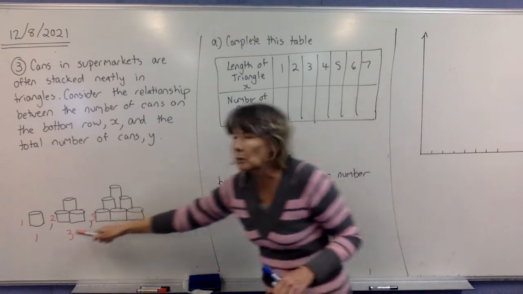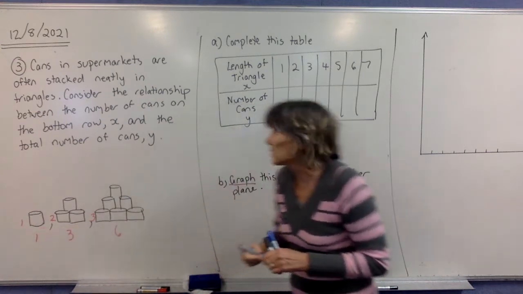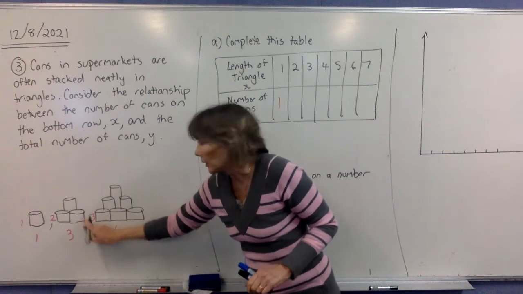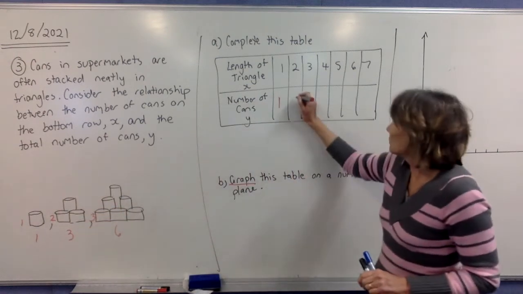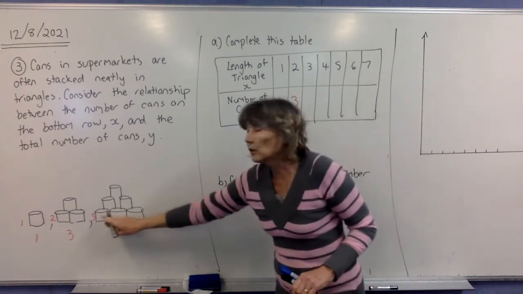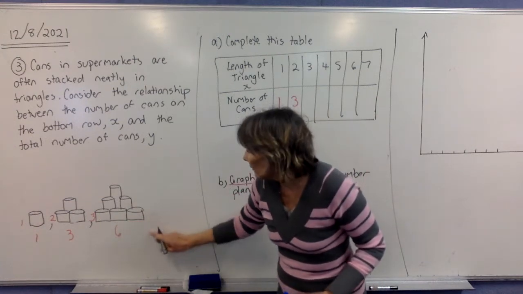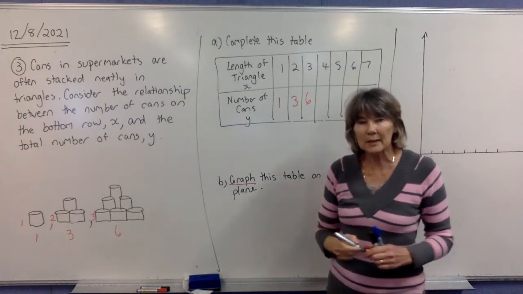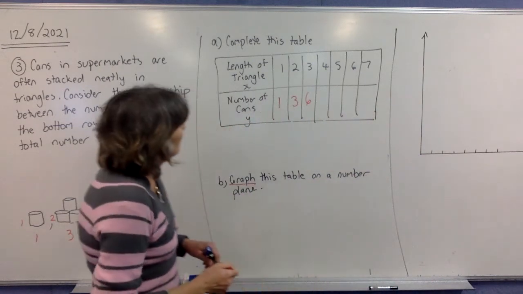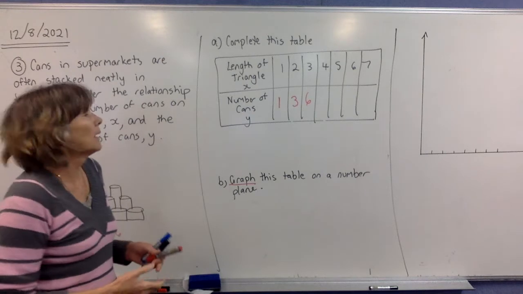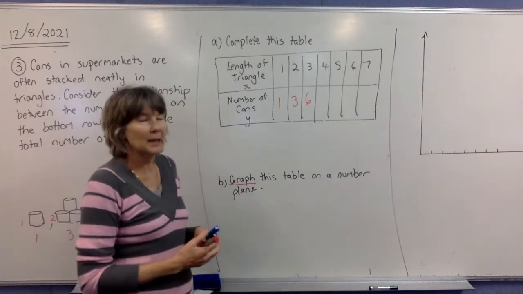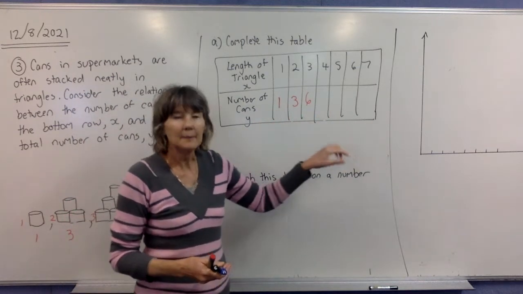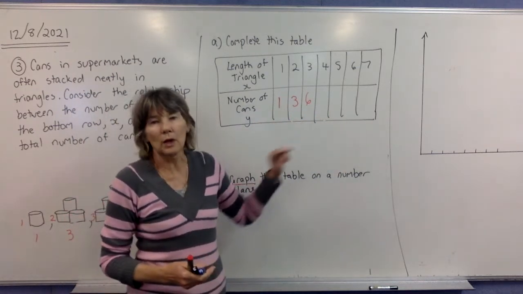In this first one, for 1 in the bottom row, we just have 1 can. For the second one, where we have 2 in the bottom row, we have 3 cans altogether. And where we have 3 in the bottom row, we have 6 cans altogether. If we continue this pattern, it's up to you how you do this part, because it's probably not as easy as some of the others. Sometimes people like to see a pattern along this way, so let's have a look along here.